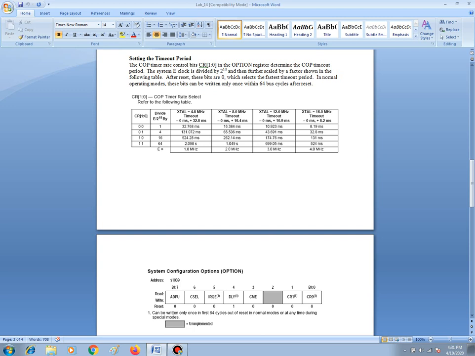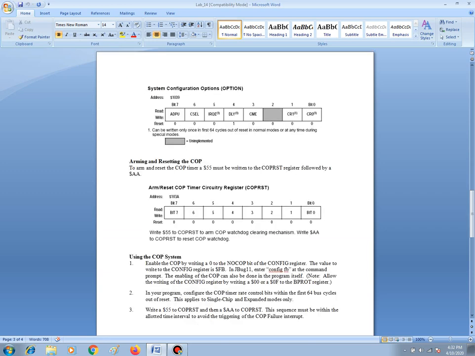In normal operating modes, these bits can be written only once within 64 bus cycles after reset. To arm and reset the COP timer, a 55 hex value must be written to the COPRST register, followed by an AA hex.